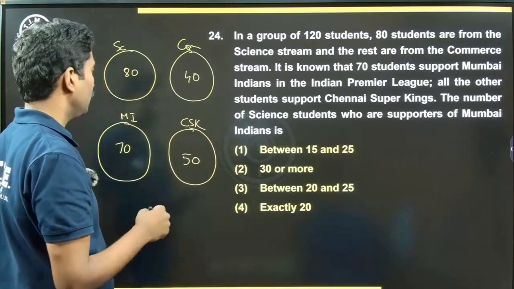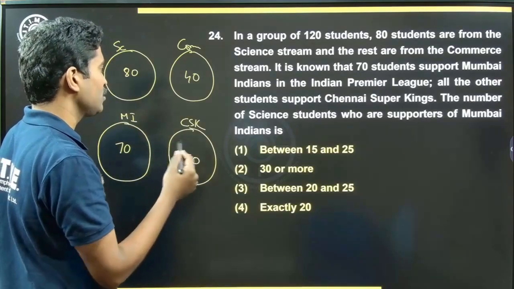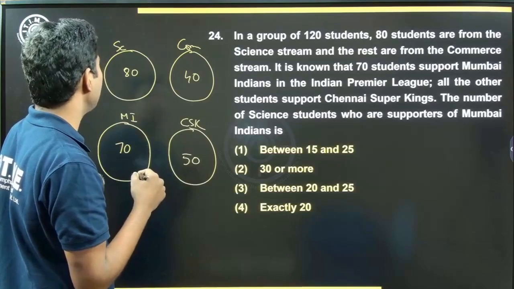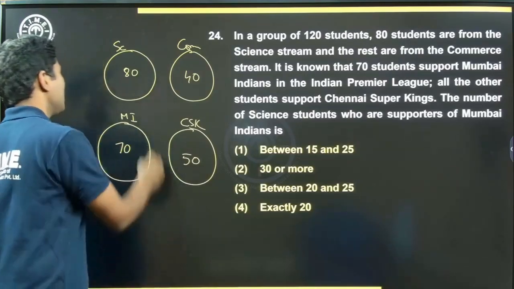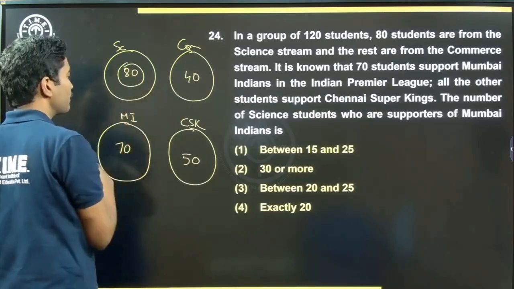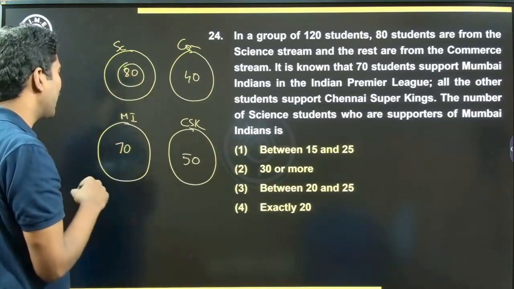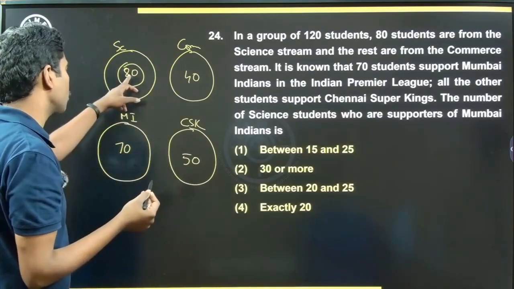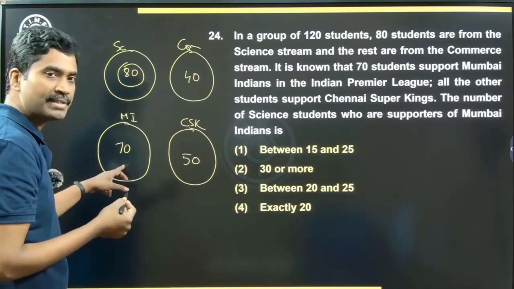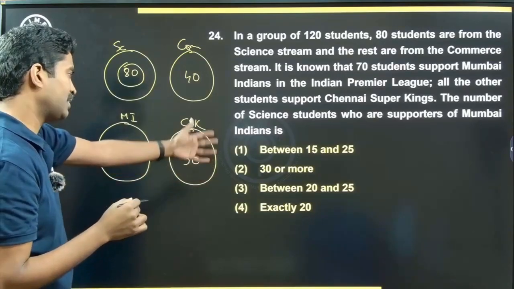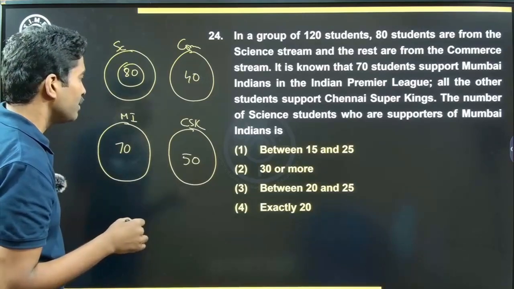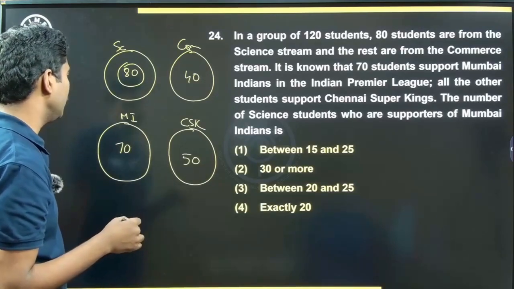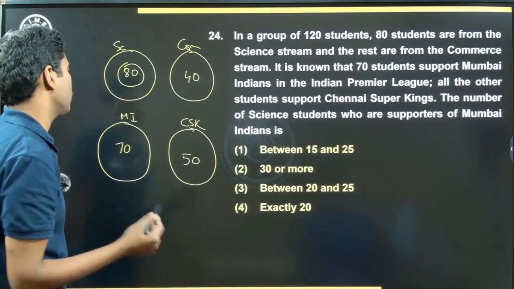All right. The number of students, science students who are supporters of Mumbai Indians is, all right, check this. How many science students are there? 80. And how many of them would support Mumbai Indians? I don't know. It's possible out of 80, 70 support Mumbai Indians. But the question is asking exactly minimum, maximum, or something like that. Okay, between 15 and 25, I don't think so. Why?